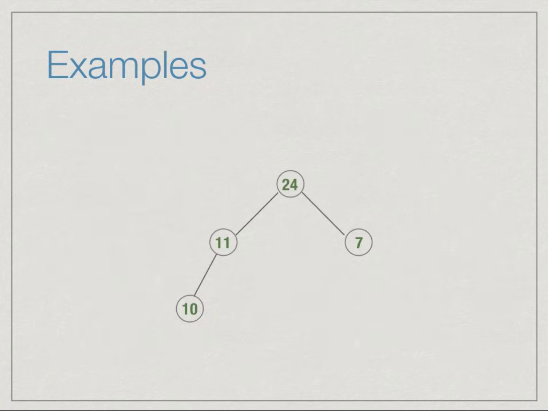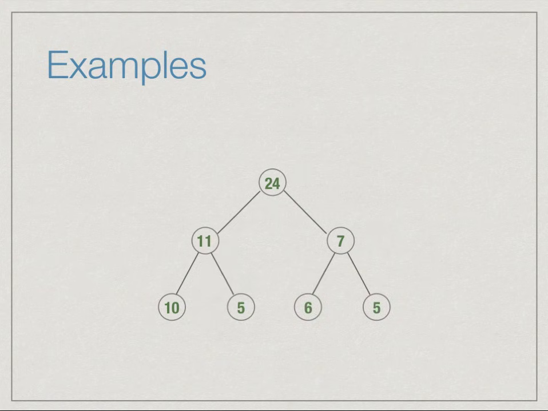So let's see some examples. Here is a 4-node heap. Because it has 4 nodes, we fill the root, then the first level, and finally in the second level we have only one node, which is the leftmost. And notice that the values are correctly ordered. 24 is bigger than 11 and 7. 11 is bigger than its only child 10. 7 has no children, so there are no constraints.